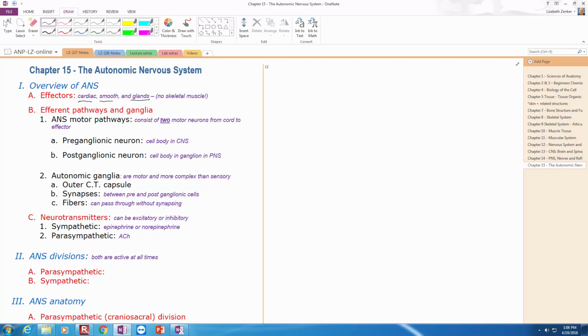So we're going to learn for autonomic that there are two motor neurons from the spinal cord to the effector. So somatic had one, autonomic has two motor neurons. Okay, there's a difference right there.